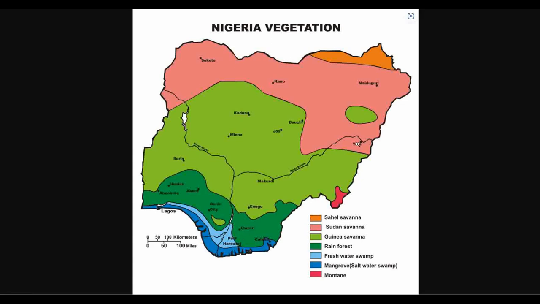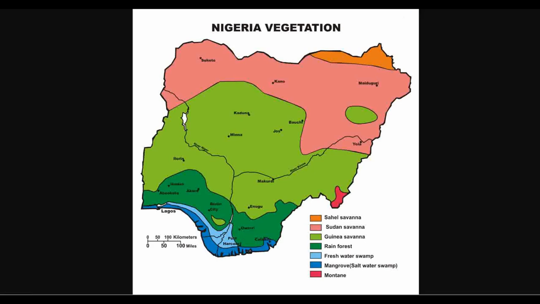You also have Bauchi, part of Bauchi here. And you have Niger State. And you also have part of Borno forming the Sudan savanna. If you move up, you have part of Borno again, constituting the Sahel savanna, and part of Yobe State also constitute what you find there as the Sahel savanna.